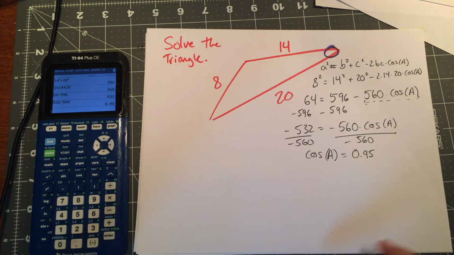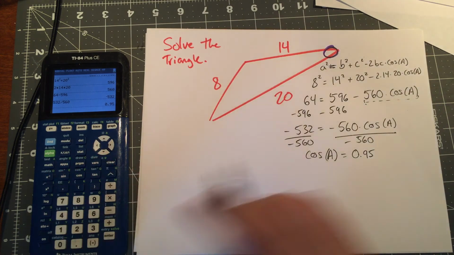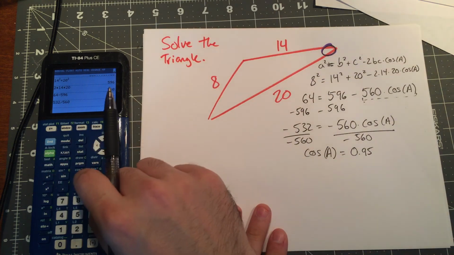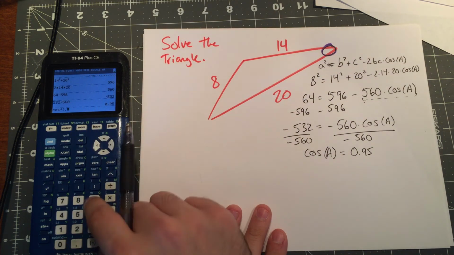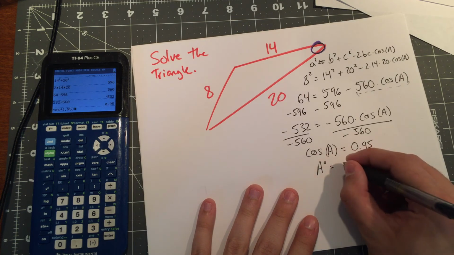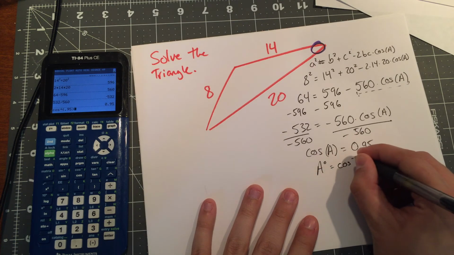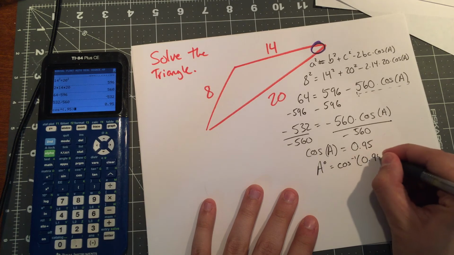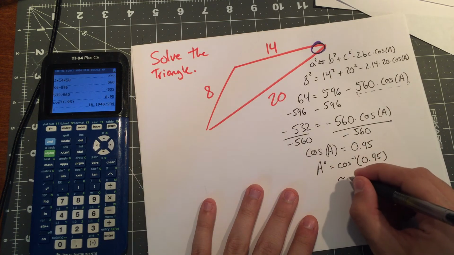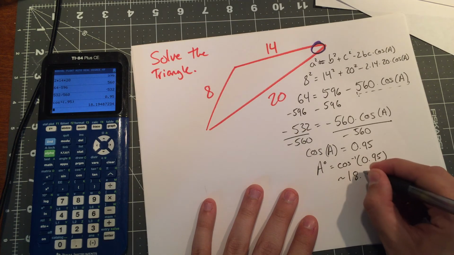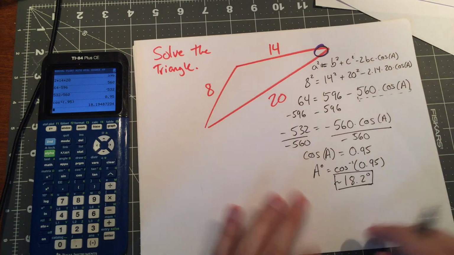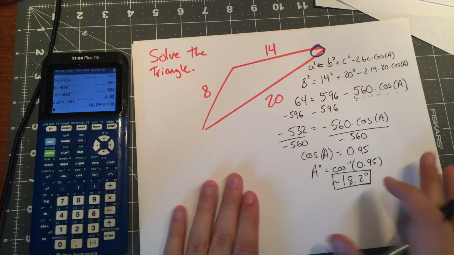Once again, I don't have my sheet with me, but I have my calculator. I'm going to look it up, do my reverse search. Second cosine 0.95. So our angle A is equal to the inverse cosine of 0.95, and that is around 18.2 degrees.